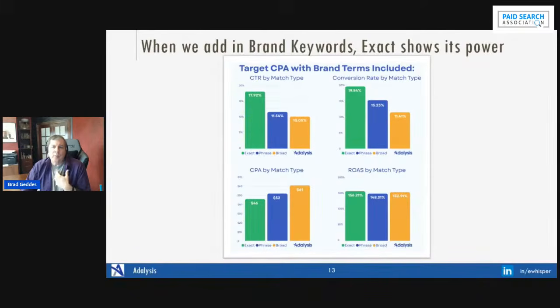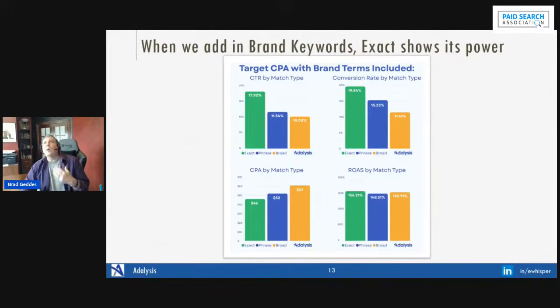So this is what a brand campaign looks like. That's actually, in this case, we added brand to the generic data set. So this is just everything combined, which means brand is so strong, it raised the generic that much that the click-through rates are significantly higher. The conversion rates are significantly higher. And we see even more of a difference between the effectiveness of CPA by exact, phrase and broad match. Right? And so as data increases, then phrase does better. As data is lower, then broad usually does better.